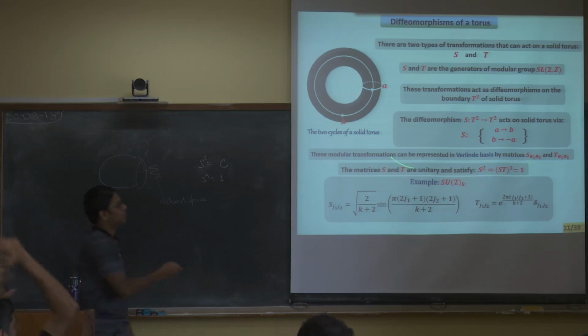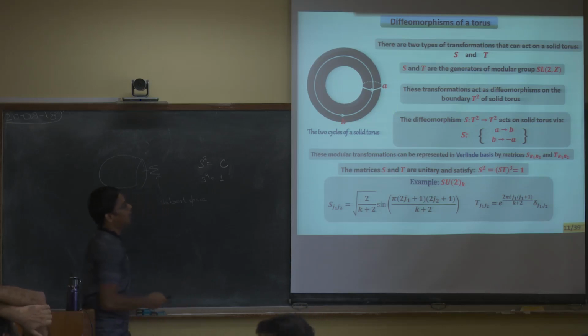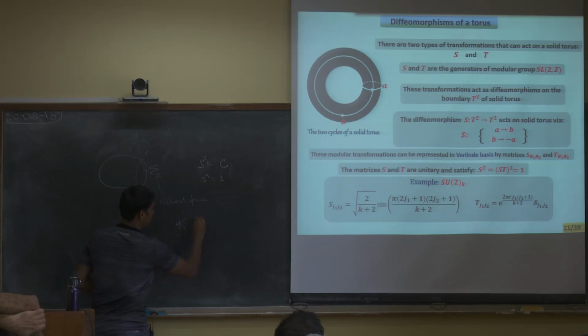Okay, so this S transformation exchanges the two cycles, and so this is a diffeomorphism. The action of a diffeomorphism, some K, acting on the state can be given in one linear basis as K_ij V_j. So these transformations can be written in one linear basis, with the matrix elements given like this. For SU(2), this is a well-known matrix, and the elements are given like this.